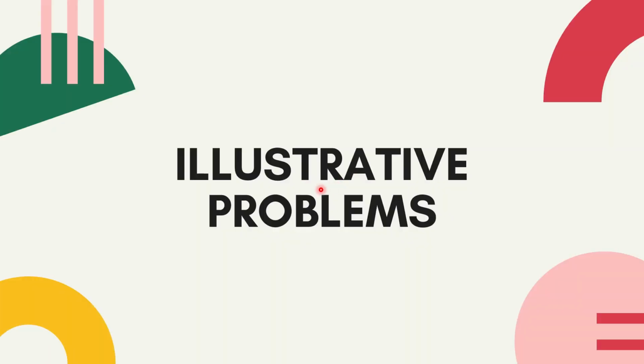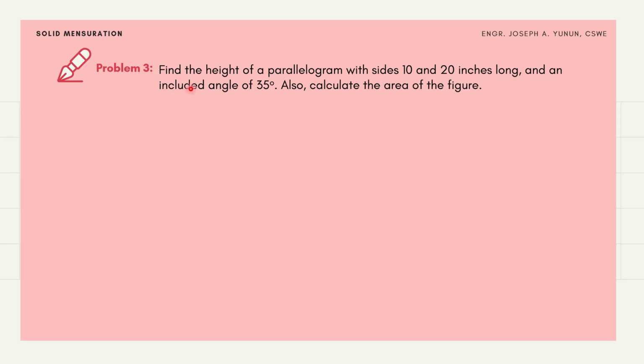Some illustrative problems for a parallelogram. So problem 3. Find the height of a parallelogram with sides 10 and 20 inches long and an included angle of 35 degrees. Also calculate the area of the given figure. Based on the problem, we need to determine the height and also the area of the parallelogram. And we have given sides of 10 and 20 and the included angle between them.